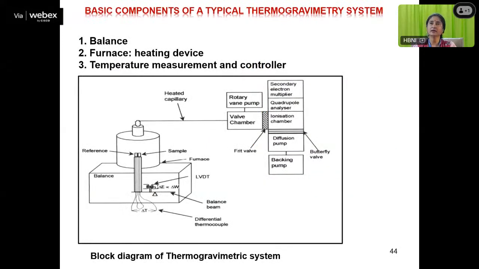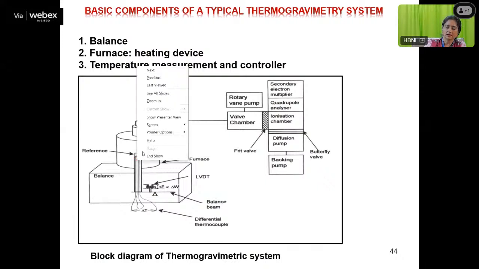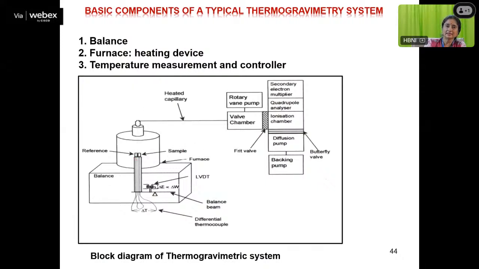Now this is a typical block diagram of a thermogravimetric system, where you can see the reference electrode, the balance, everything is labeled. You can have a look at this. The three main components are the balance, the furnace or heating device, and temperature measurement and control. You take the sample, and the weight loss and all will be known from the balance. So the balance is important.